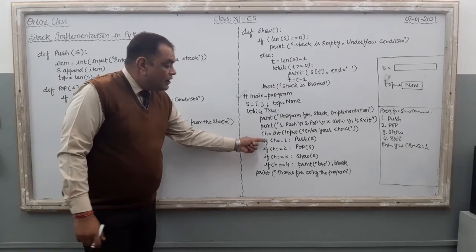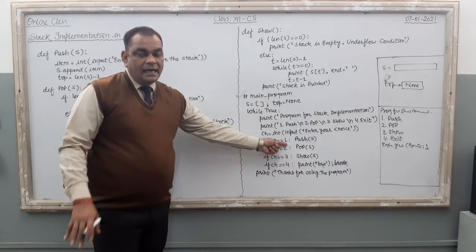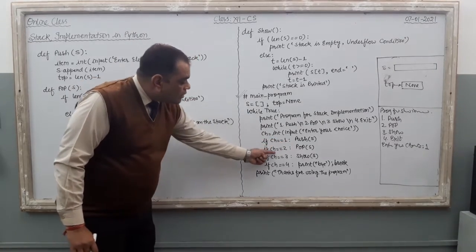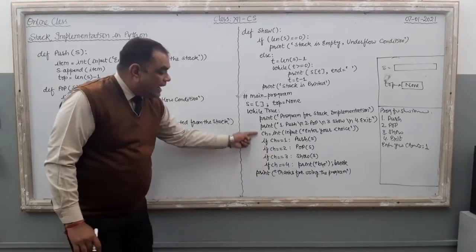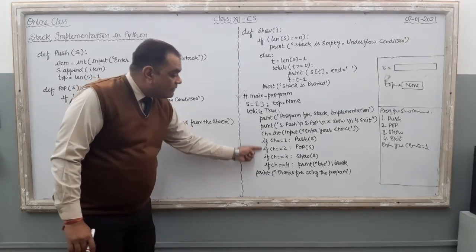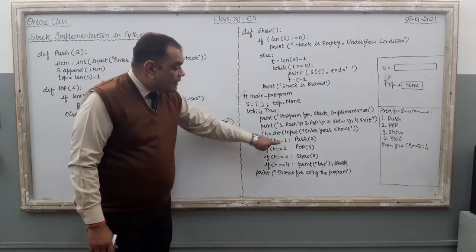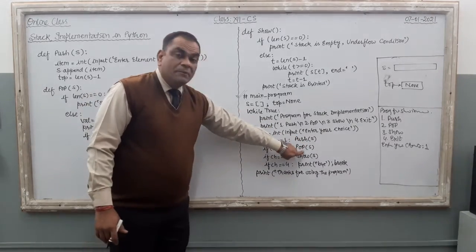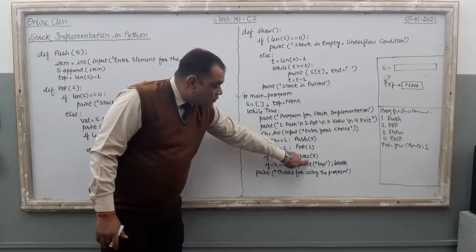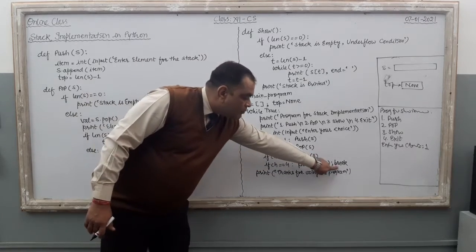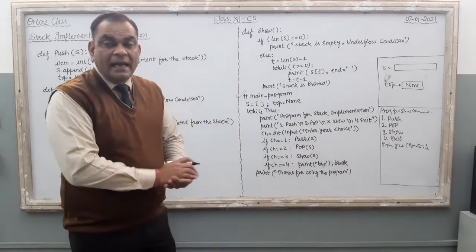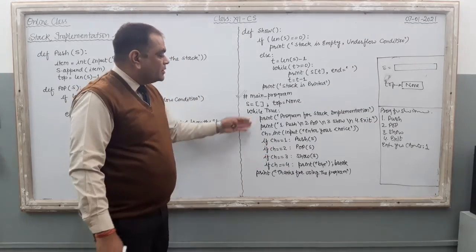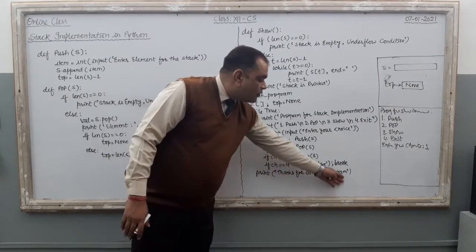See, if ch equal to 1. I have entered 1 here, and there are 4 different ifs in this program for the conditions ch equal to 1, 2, 3, 4. If you press 1, the push operation will execute. Press 2, it is related to the pop operation. Press 3, the show operation, and for 4, you can see the break statement in this line. It means if you press 4, your program is terminated. Break means the loop is terminated here, and the last message, thank you for using the program, will be shown on the monitor.